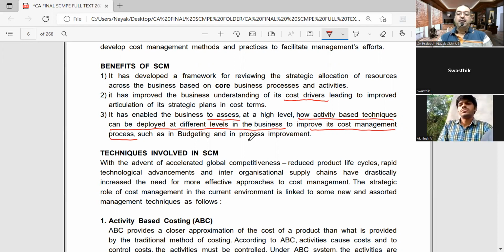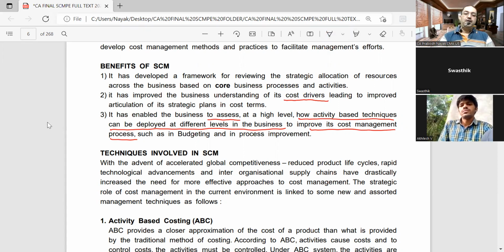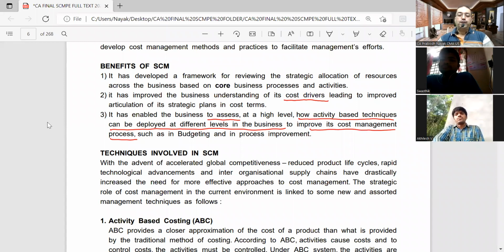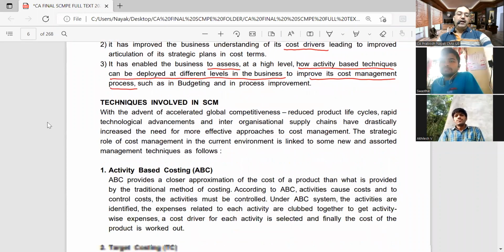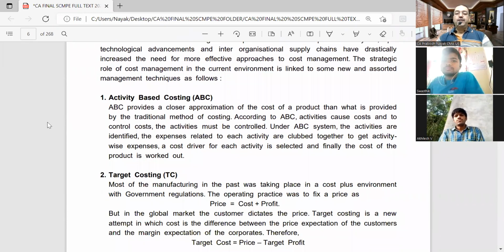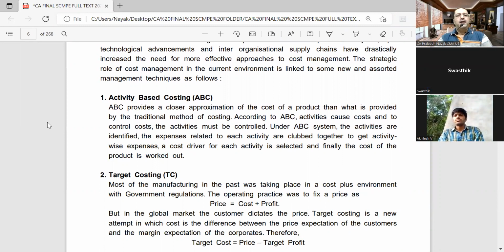Now let us come to the techniques which are involved. In fact, the entire syllabus is compressed in this particular part, that is, techniques involved in strategic cost management. So what all things are we going to do in strategic cost management? The first thing that I discussed yesterday also is activity-based costing, where we are supposed to find out the cost drivers of a particular activity. Cost drivers meaning what drives that activity.